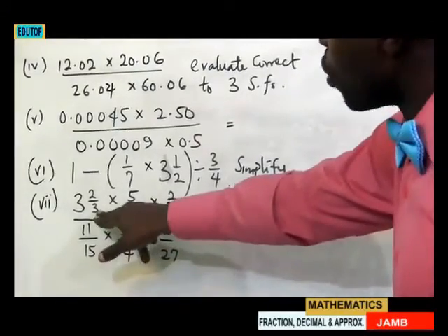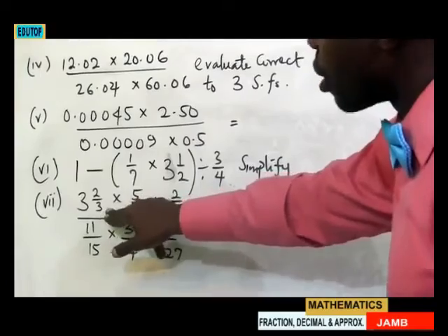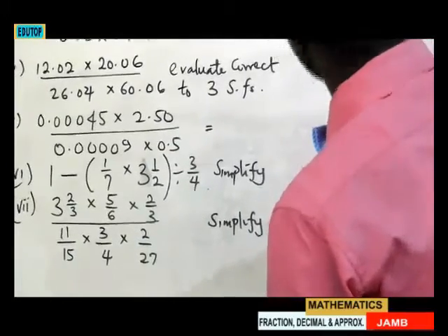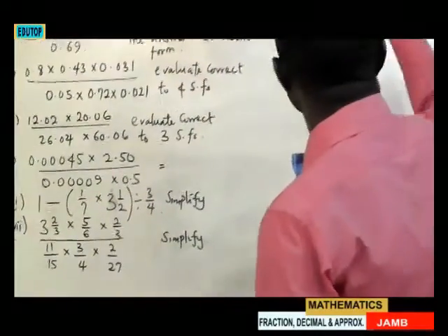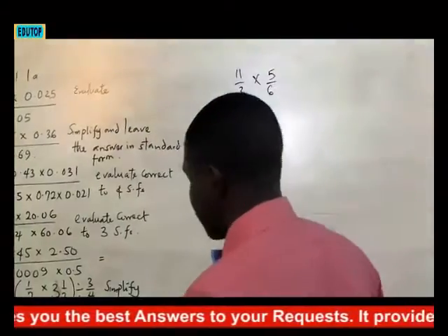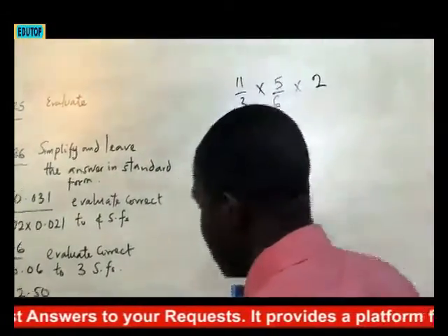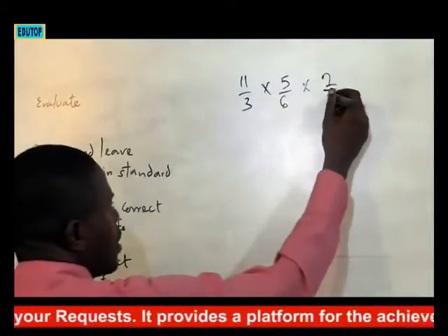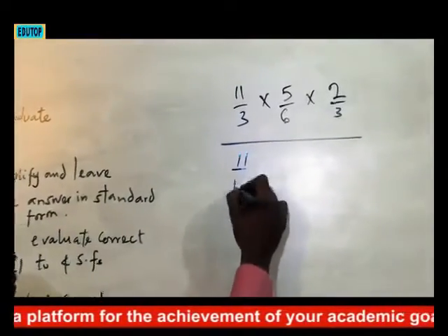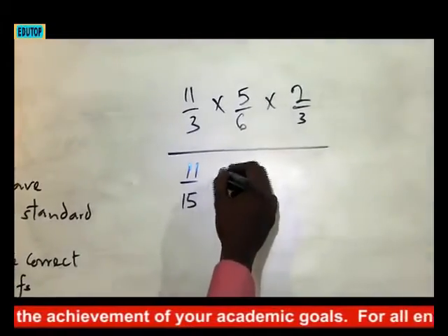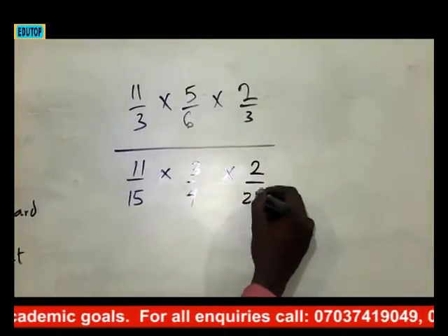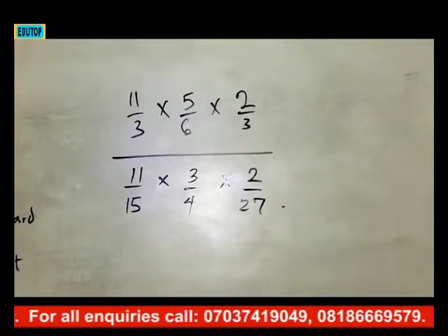In this situation, the first thing I will do here is to convert this to an improper fraction by saying 3 times 3, 9. 9 plus 2, 11. 11 over 3 times 5 over 6 times 2 over 3 divided by 11 over 15 times 3 over 4 times 2 over 27. Now, let me simplify.